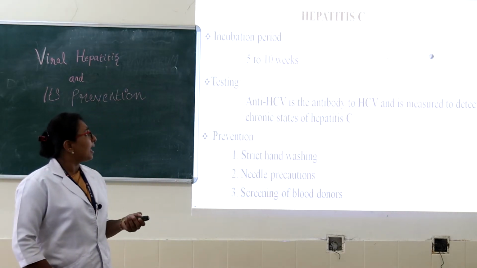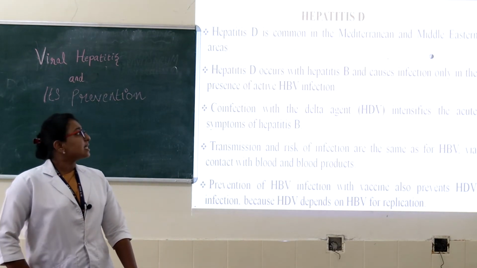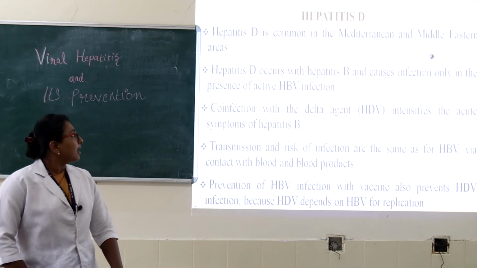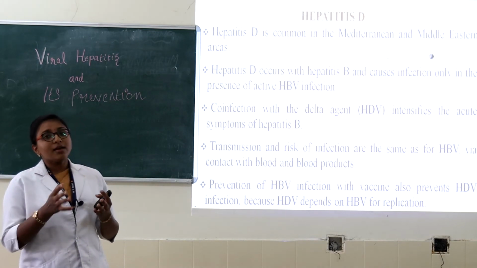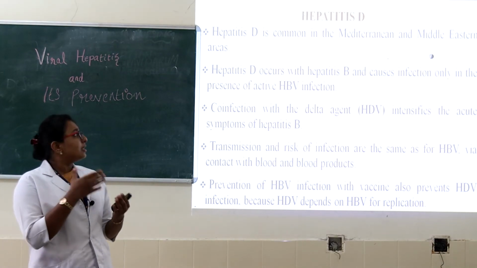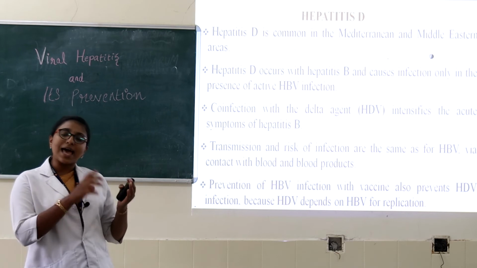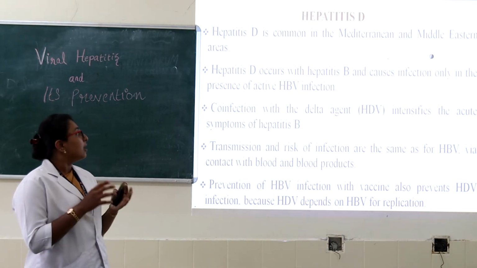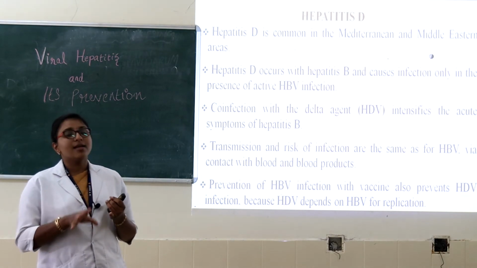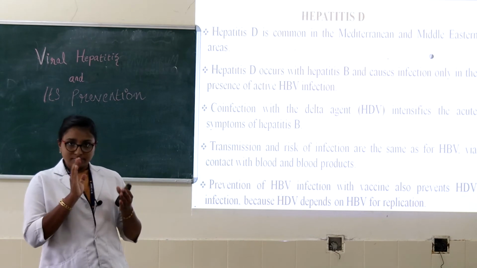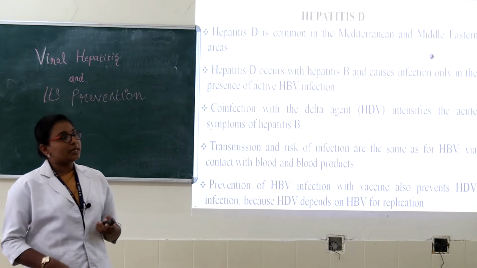And the next one is hepatitis D. Hepatitis D is common among Mediterranean and Middle Eastern areas, and hepatitis D occurs along with hepatitis B virus. Hepatitis D cannot happen alone. It is always along with hepatitis B, and the causes and preventive methods are the same as those of hepatitis B virus. If the patient is immunized against hepatitis B, that individual also becomes immune against hepatitis D.